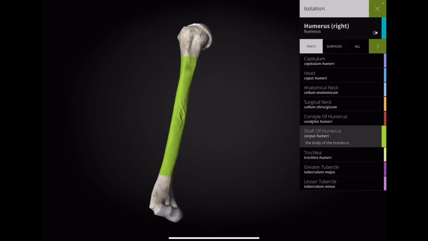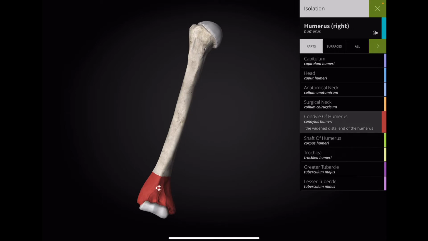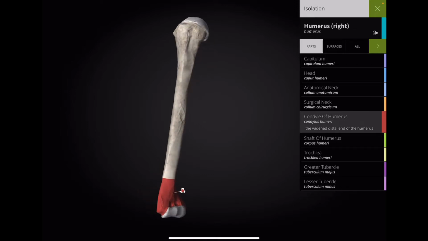There are a couple of structures that we need to discuss over there, so we'll get to that later on. But just to finish the major parts of the humerus, we have then at the distal end the condyle of the humerus. Okay, so those are the major landmarks of the humerus.